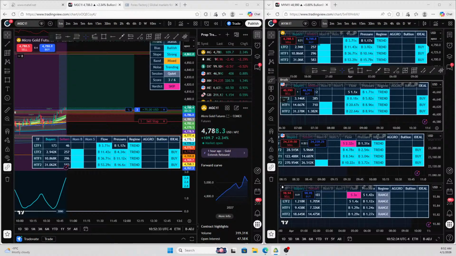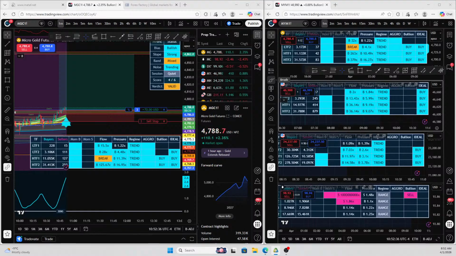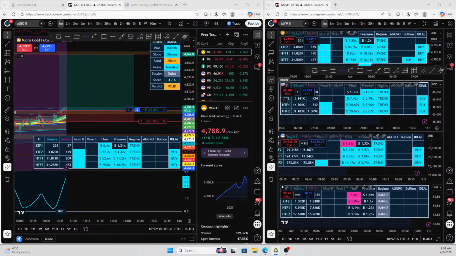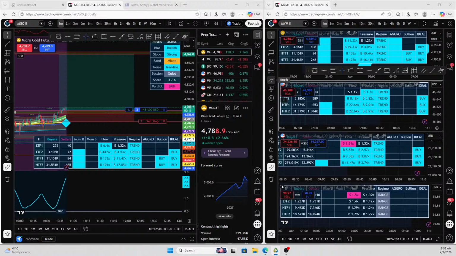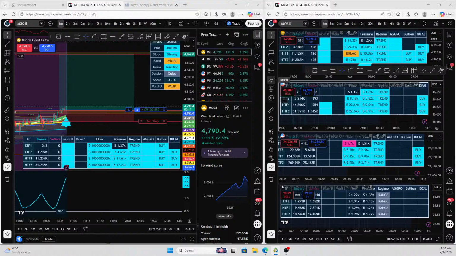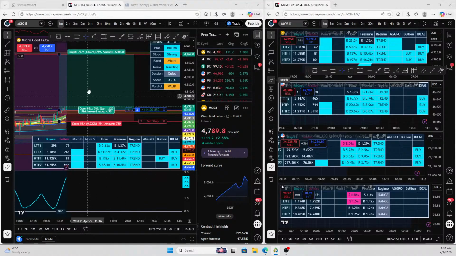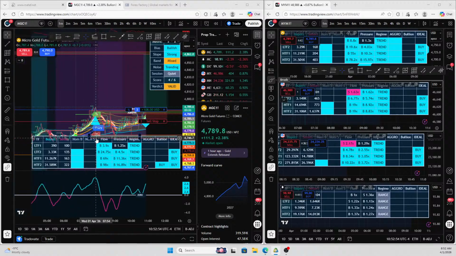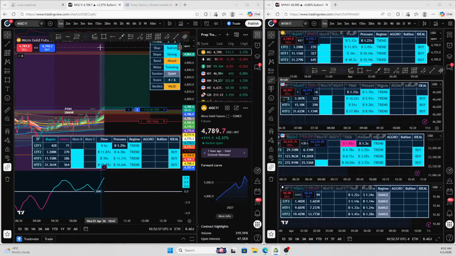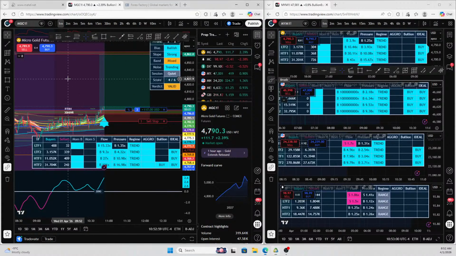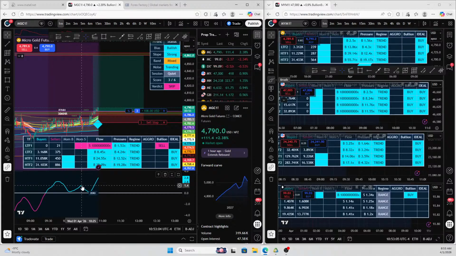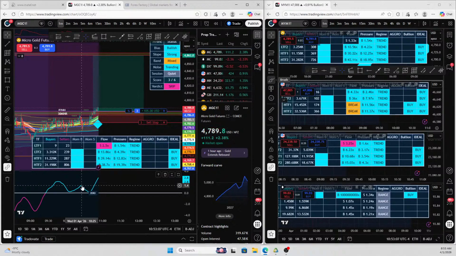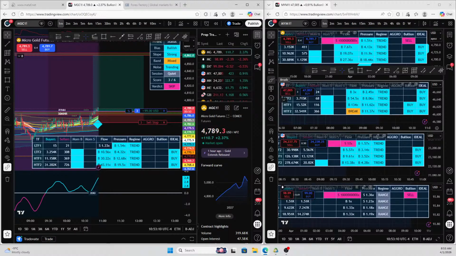Yeah, the volume is really pushing the price. We're seeing that push that we were expecting. We have the next 30-minute resistance right here. We want to see price pushing to the upside. Yeah, the move is supported with volume.